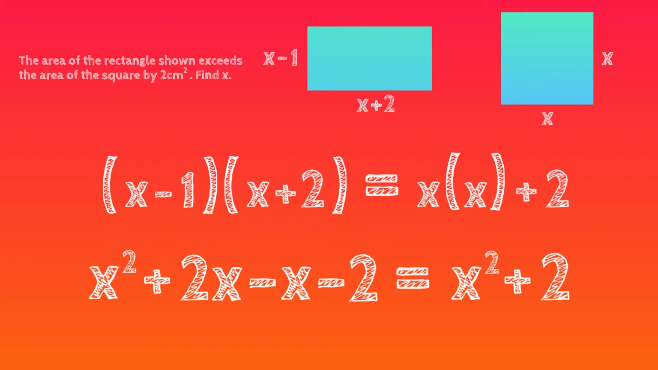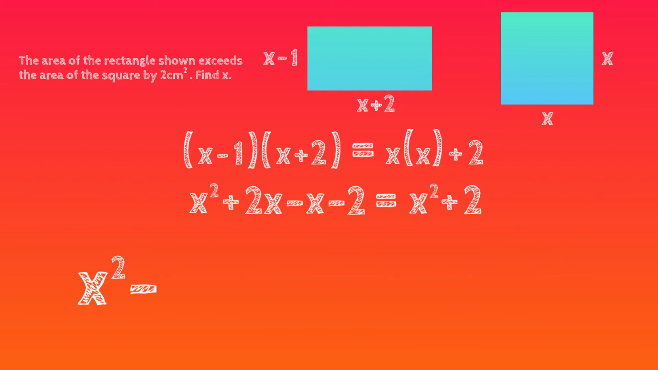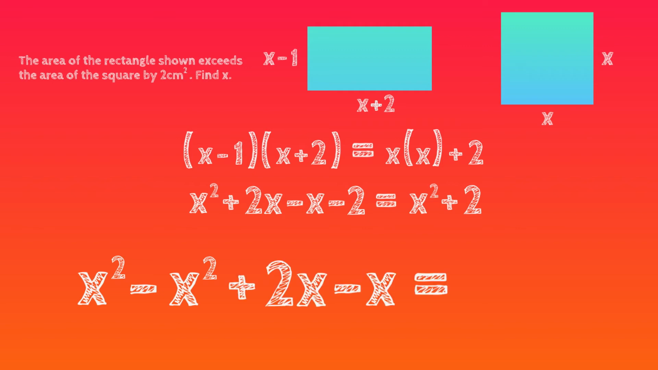2. Now, we take the like terms, all the x to the left side of the equation, and then all the numbers to the right side of the equation, we group them. So it becomes x squared, take away x squared from the right side, and then plus 2x take away x, which is equal to 2. Then we take the negative 2 from the left side and it becomes plus 2.